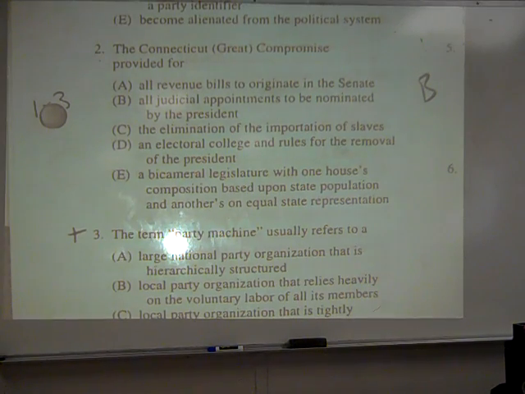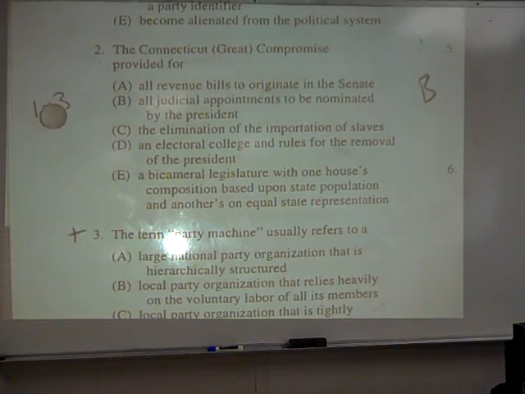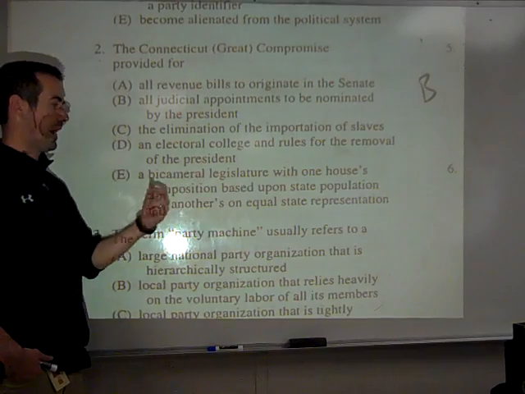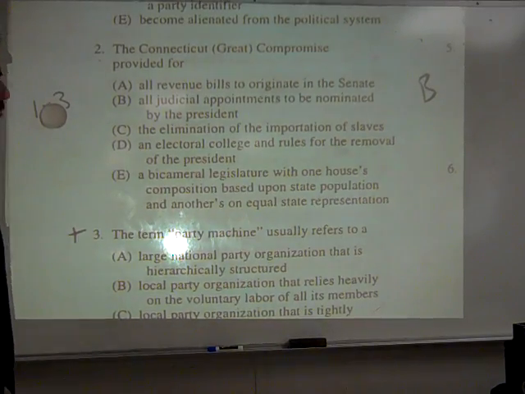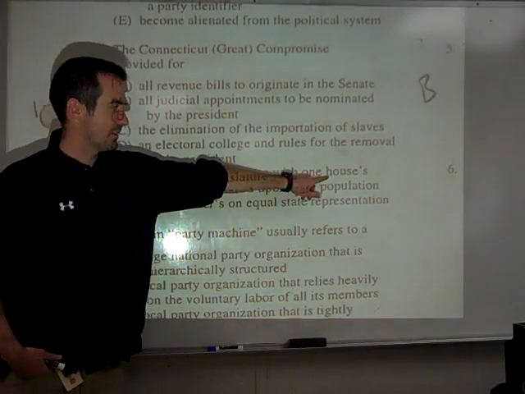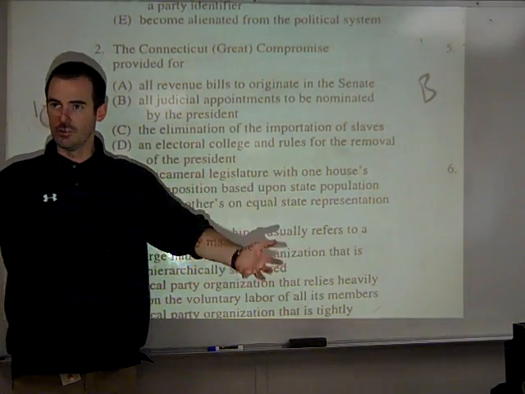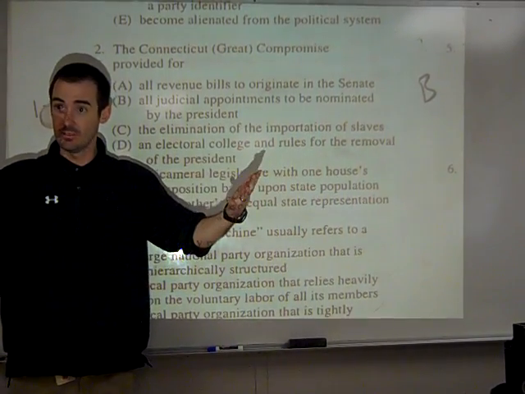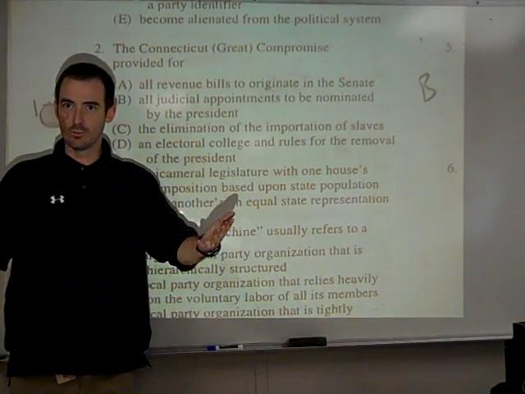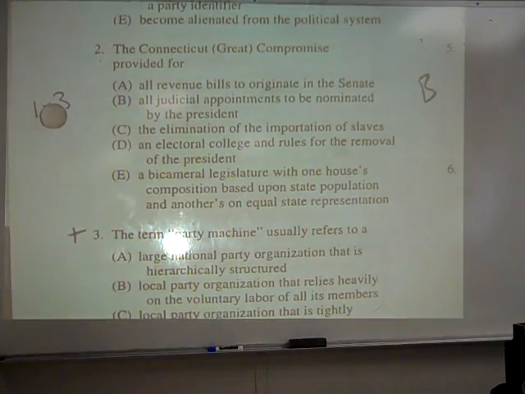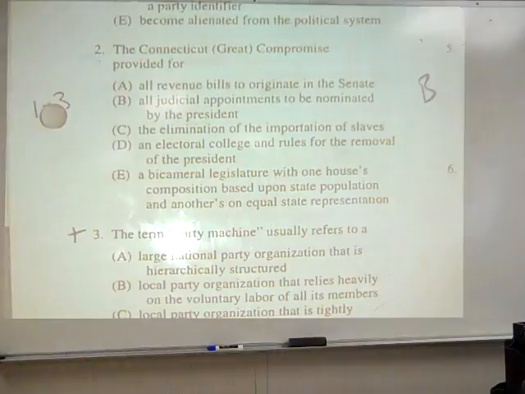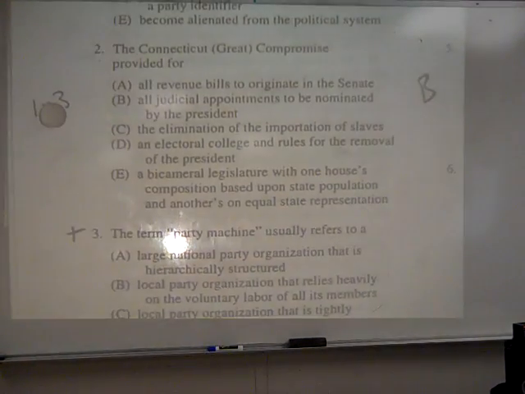An electoral college and rules for the removal of the president. We have those things, but that's not the compromise. The compromise was a bicameral legislature, which means two-chamber or two-house, with two houses. Look how they lowercase the h, because they're both houses. You would uppercase the H if it was the House of Representatives. You lowercase it if you're referring to either one. One house is composed based on state population, and another is on equal state representation. All right, so I think the answer is E.